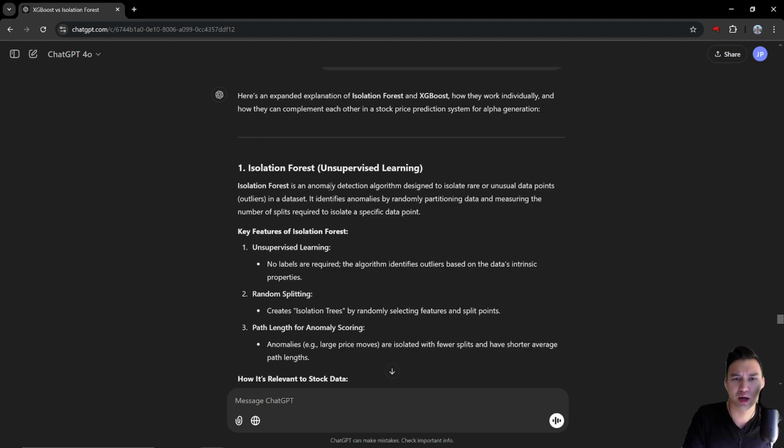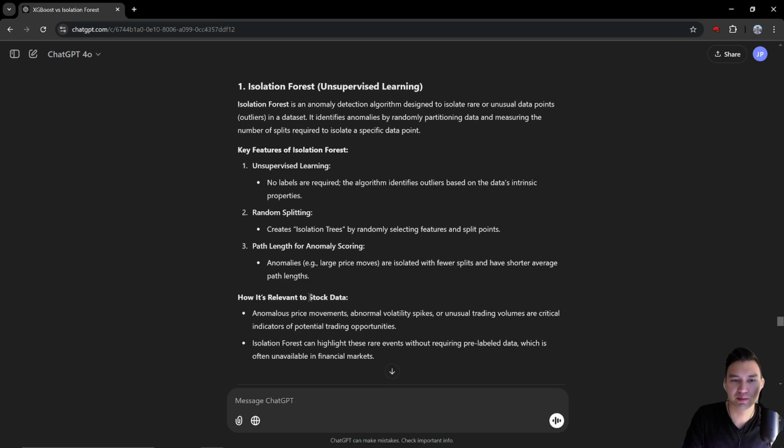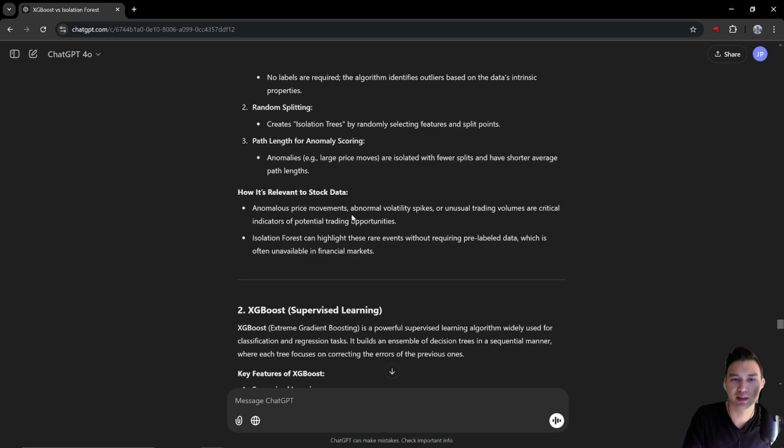Isolation forest is an anomaly detection algorithm designed to isolate rare or unusual data points. It identifies anomalies by randomly partitioning data and measuring the number of splits required to isolate a specific data point. The key with the isolation forest is that no labels are required, so I don't have to go and mark the data. Random splitting creates isolation trees by randomly selecting features and split points, and then path length.